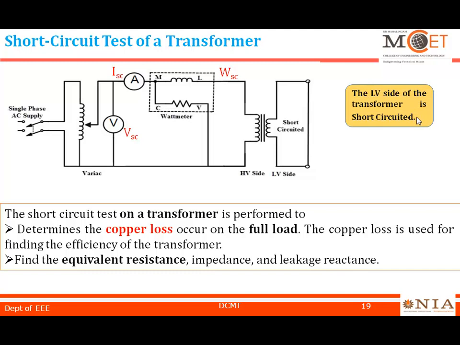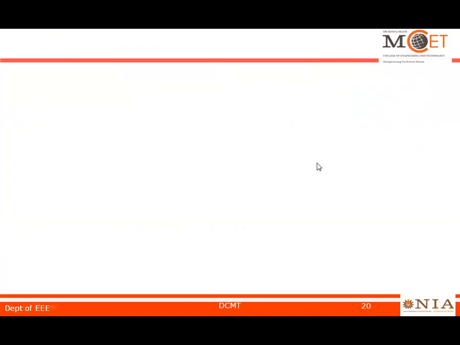So in this, the low voltage side is short circuited. In this, you are going to apply the rated current. This is your short circuit current. Now let us discuss the lab experiment setup.